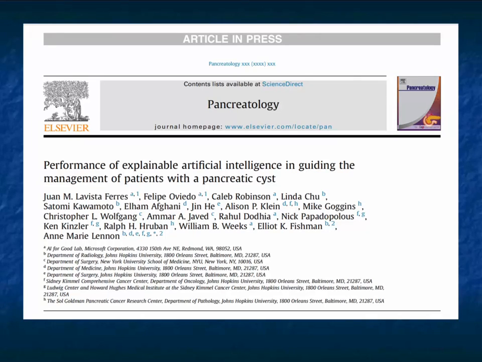This article is in press as of a week ago. You can look at it. It's open access so everyone can read it. And we looked at the performance of Explainable AI as developed by Microsoft to guide the management of a patient with a cystic pancreatic lesion. What do we do? You can see the first two authors are Microsoft, Juan and Felipe. The last two senior authors are me and Anne-Marie Lennon from Hopkins, and Anne-Marie is now at Pittsburgh, and a lot of the Hopkins people in between.